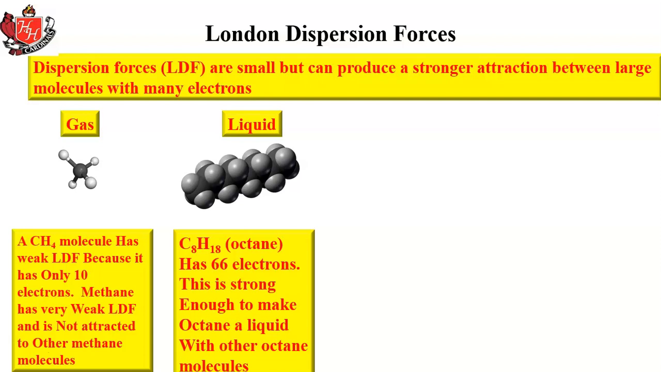That will create a strong enough London dispersion force to actually have the molecules stick together, and that's why at room temperature octane, which is basically gasoline, will be in liquid form just like it is in the gas station when people pump gasoline into their car. And finally, let's look at an even bigger molecule.